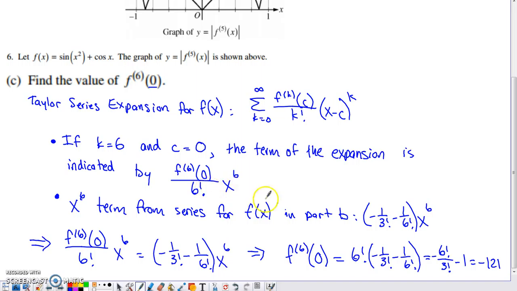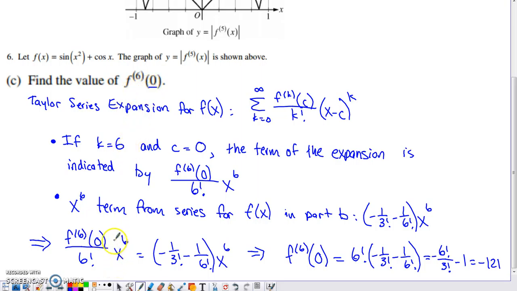I know that the series from part B, which had this as the term involving the x to the 6th power, is a Taylor series based at 0. If I was building that Taylor series from scratch, this is how I would have had to go about producing this term. So I know that if I equate this term with this term in my Taylor series expansion for f, I'm going to have an equation that has within it the 6th derivative evaluated at 0, and that's what we're looking to find here.